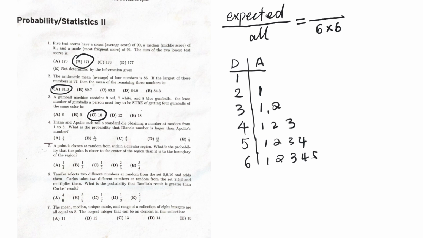That's all. So the total favorable events are 1 plus 2 plus 3 plus 4 plus 5, that's 15. So 15 over 36. Cancel 3, that's 5 over 12. So the answer is B.